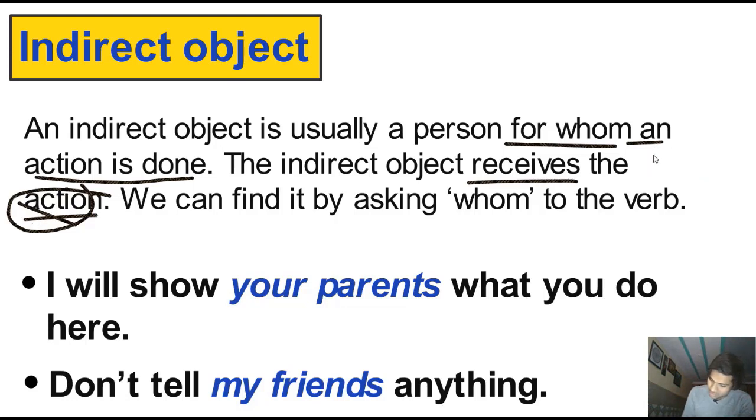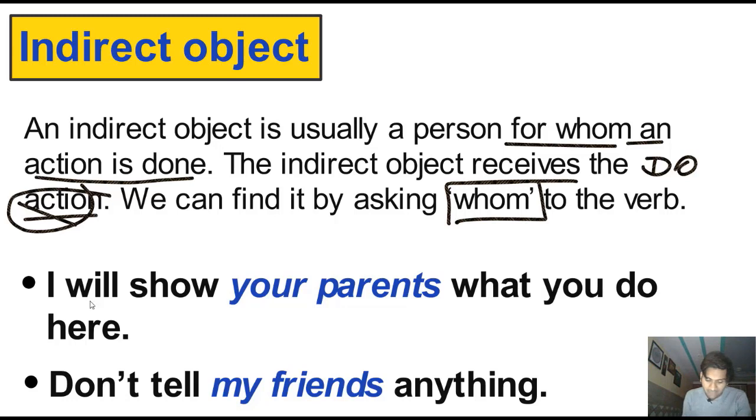So I'll say it receives direct object. All right, let's call it DO. All right, the indirect object receives the direct object. Right, we can find it by asking whom to the verb. Ask whom to the verb to find out the indirect object.